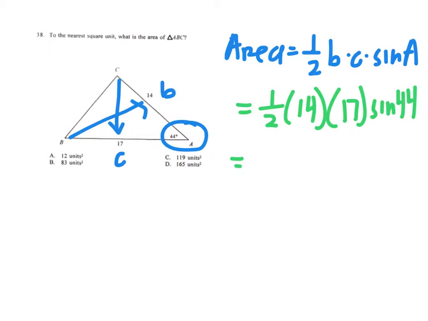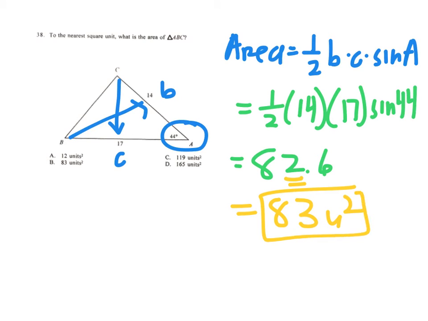And then we type it into our calculator. So I'm going to do 0.5 times 14 times 17 times the sine of 44. I type that all in just one line and hit enter. When I do that, I get 82.6. We're rounding to the nearest square unit, sorry, not degrees. So we want to round to your ones place. We have 82.6, which is going to be 83 units squared, which would be B.